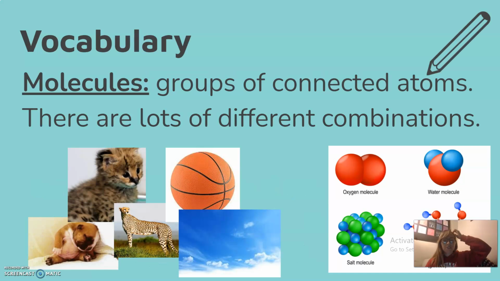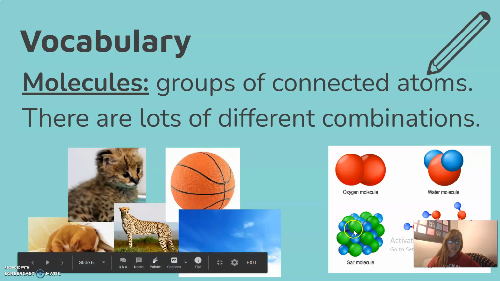Okay, molecules. So molecules are groups of connected atoms. So two or more atoms together make a molecule. And there are a lot of different combinations of these molecules, and a couple are down here. So this is an oxygen molecule. That's two oxygen atoms. This is a water molecule. You guys have heard of H2O. That's because there's two hydrogen atoms, these blue ones here, and one oxygen atom.